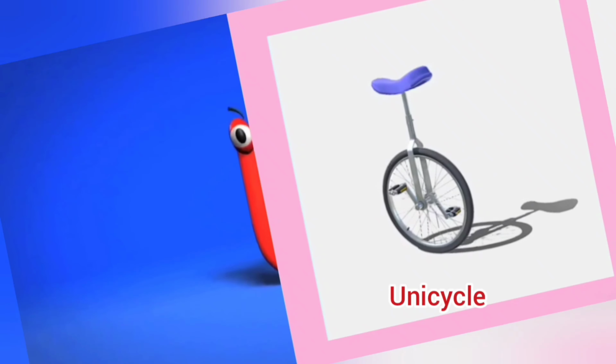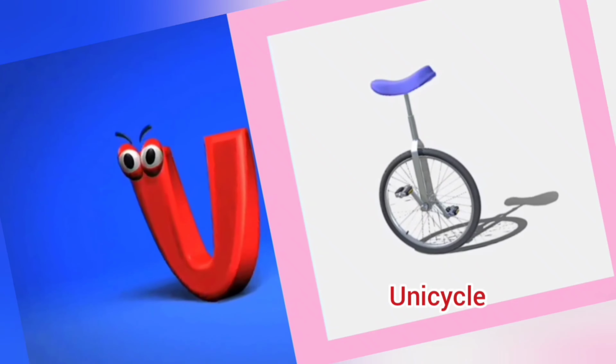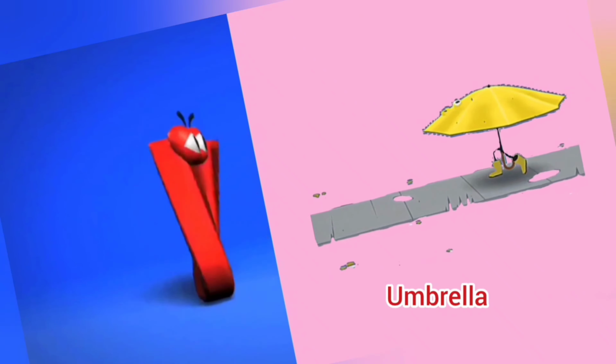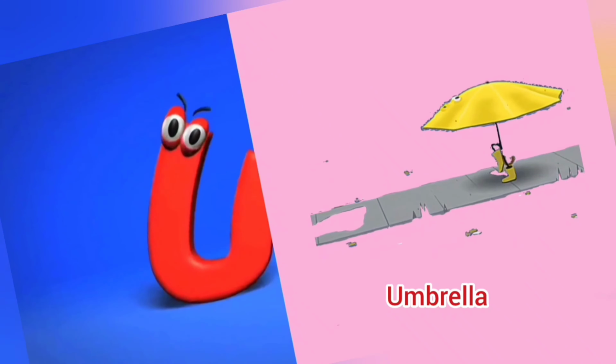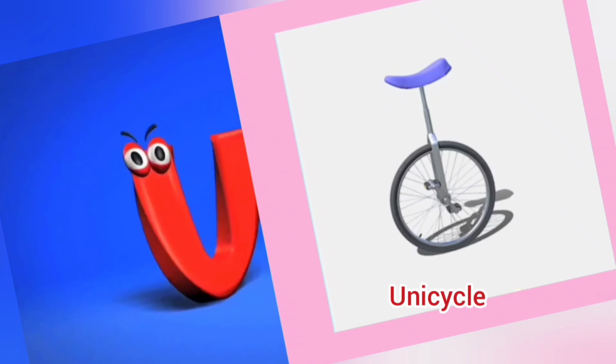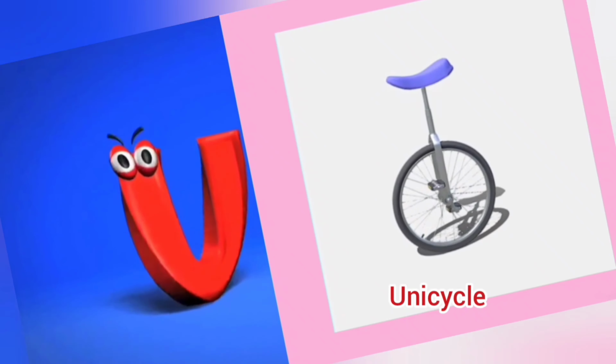U is for umbrella, umbrella. U is for unicycle, unicycle. U is for umbrella. U is for unicycle.